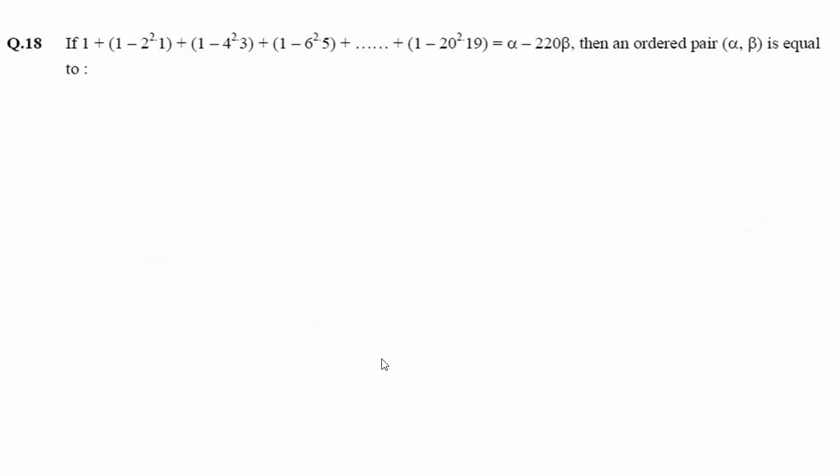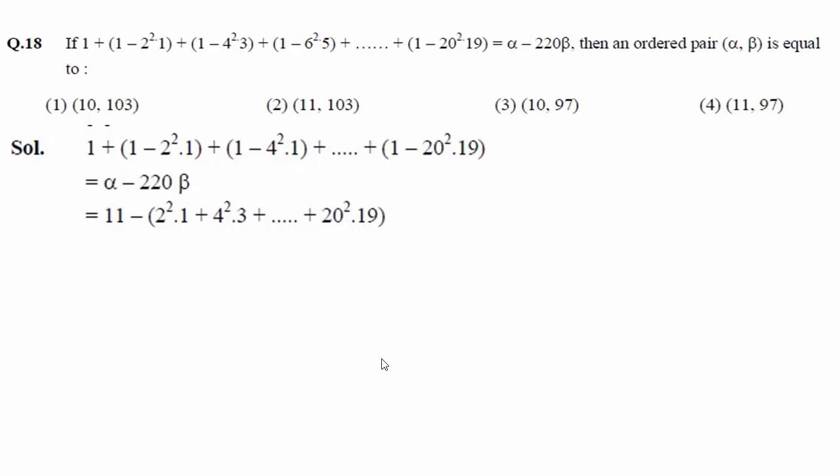Question 18. If (1 plus 1 minus 2) square into 1 plus (1 minus 4) square into 3 plus (1 minus 6) square into 5 plus and so on, (1 minus 20) square into 19 equal to alpha minus 220 beta, then the ordered pair alpha beta is equal to, options are 10 103, 11 103, 10 97, 11 97.